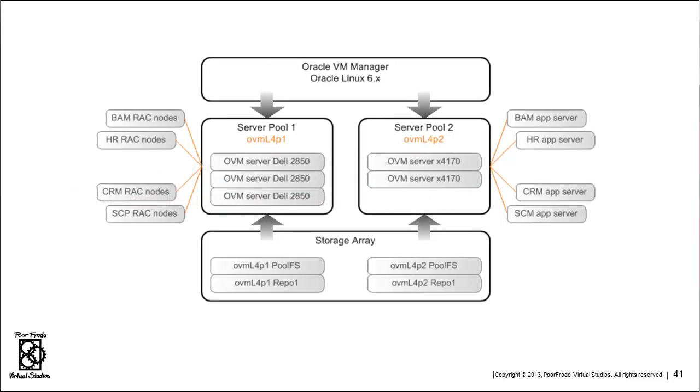On the left we see Server Pool 1. Pool 1 will host the virtual machines running databases and middleware for all 4 business systems. The databases are all multi-instance databases running in rack clusters. On the right we see Pool 2. Pool 2 will host the virtual machines running application servers for all 4 business systems.